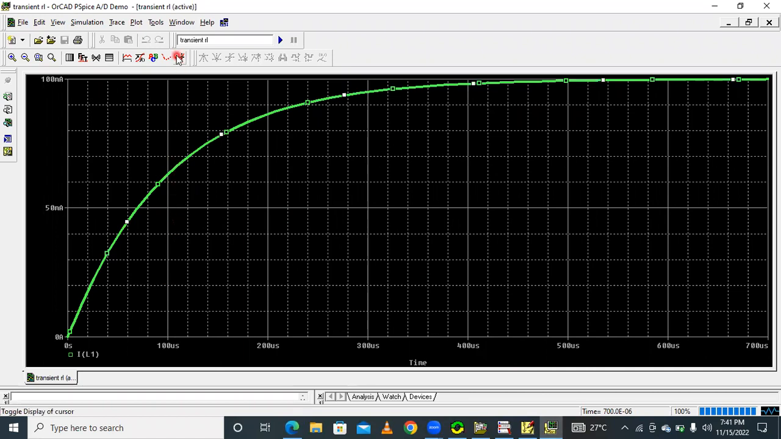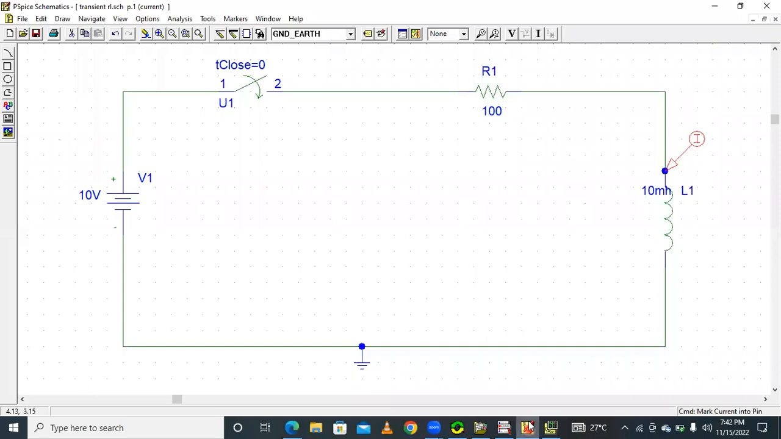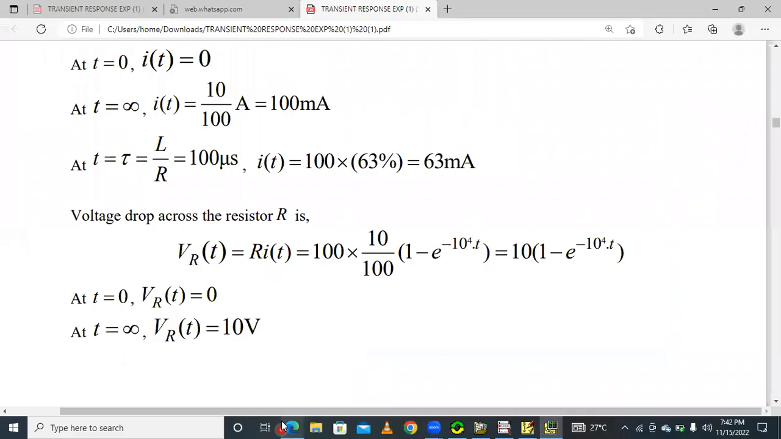Enable toggle cursor and place it here, to see how much current there is at 100 microseconds: 63.108 milliamps. So mark the label like this. This is about how the current across the inductor increases exponentially, and how to find the time constant. This is the way we observe this exponential increase.